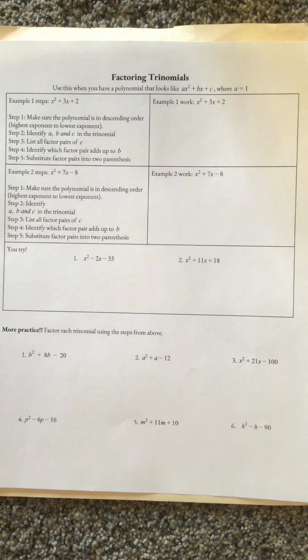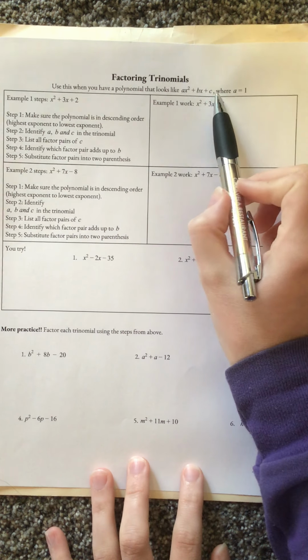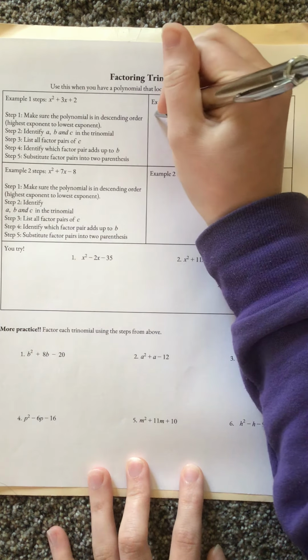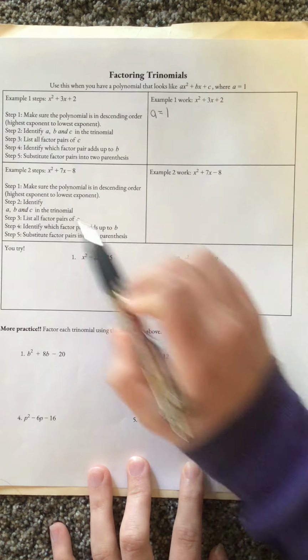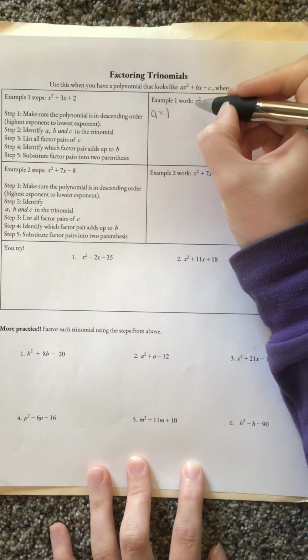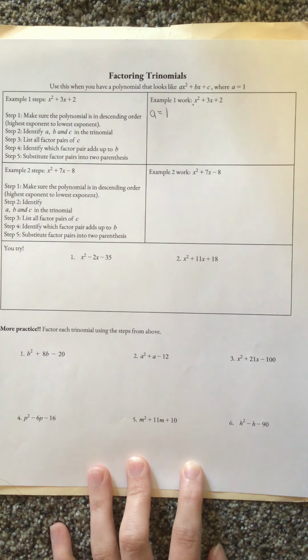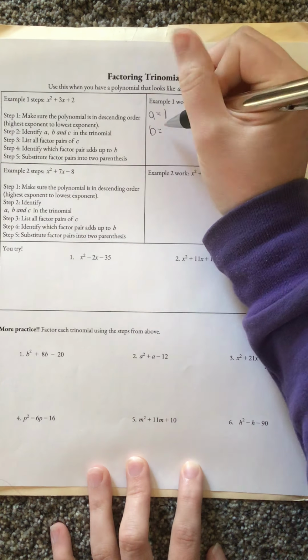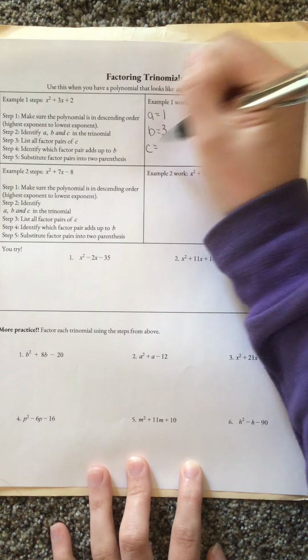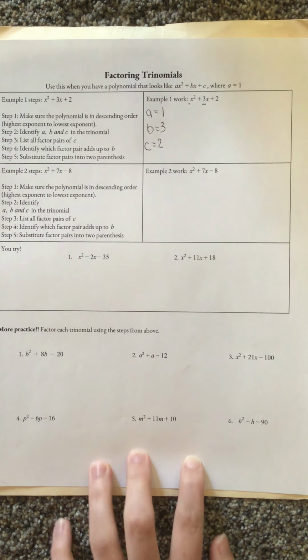That is perfect. So then we move on to step 2. We want to identify A, B, and C. So using this right here, our A value becomes what? I said it should always be 1 when using this form. So A equals 1, because there's nothing there. We know that's a 1. Our B value is this middle value, which is 3. And our C value is a 2.